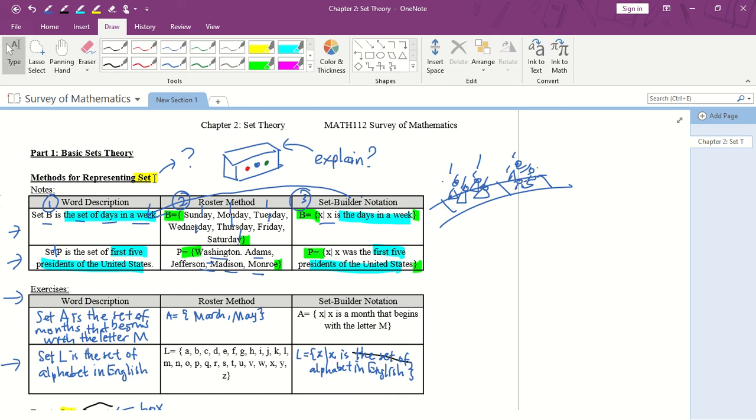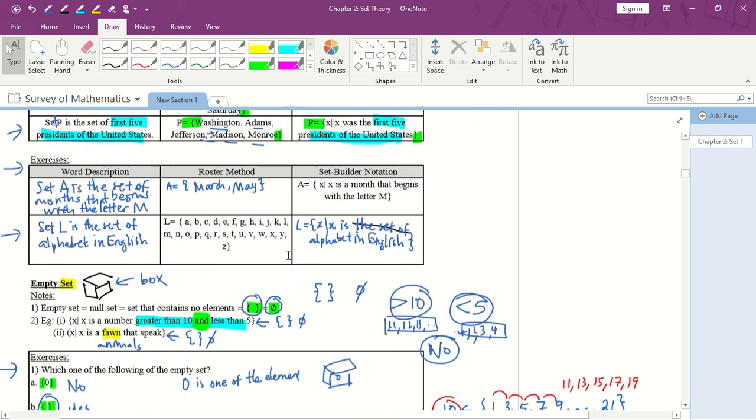Word description just describes what is inside the set. The roster method lists down all the elements in the set. And set builder notation is basically a combination of word description and roster method. So you can get the concept and the idea of how it looks like here.